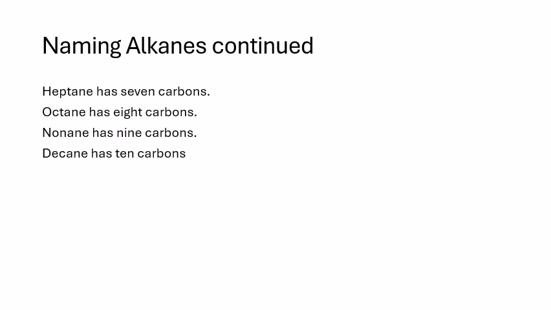Naming alkanes continued. Heptane has 7 carbons. Octane has 8 carbons. Nonane has 9 carbons. Decane has 10 carbons.